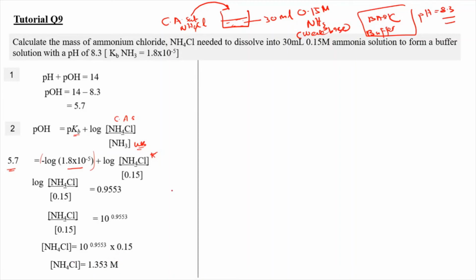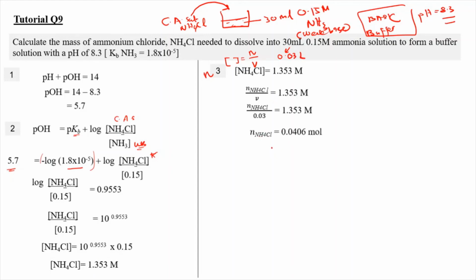And from the concentration, you can find the number of mole because you know that the concentration is basically equal to the number of mole divided by volume. So the volume here refers to the volume of the mixture, which is the 30 ml. So the number of mole of the ammonium chloride divided by volume, in which the volume here is 30 ml, which we have to convert into liter, which is 0.03 liter. And the number of mole that we obtain for the salt is going to be 0.0406 mole.